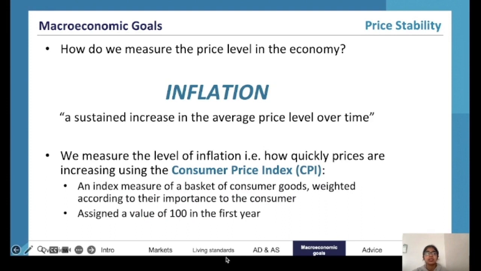Here we go. So it's a basket of consumer goods, and they're weighed according to their importance to the consumer. So remember, 2% of metropolitan households. Immediately we can see a problem there. If it's only 2% of households, it doesn't give us an indication of what rural households want. It's a very small proportion of the economy, so it might not always be right.